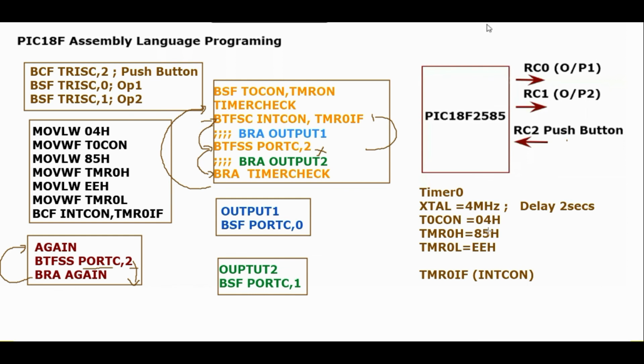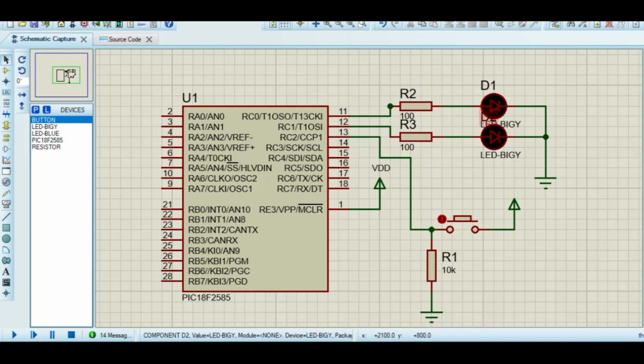Now I'm going to execute this code in MPLAB as well as in Proteus. So I will show you the Proteus environment. Okay, this is the Proteus simulation setup that I've established for the application, for which I've already explained the code. There are two LEDs, LED 1 and LED 2. LED 1 indicates output 1 and LED 2 indicates output 2, and this is the push button that we have been discussing.